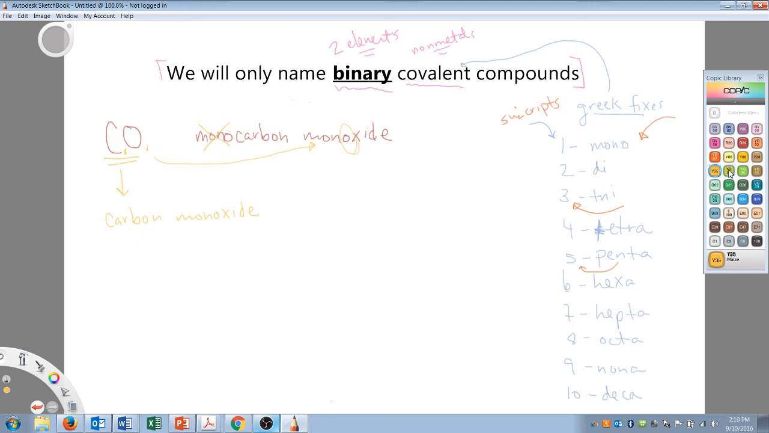So if I was going to come up with a name for this compound, right, I would see that that's carbon. This is chlorine. I couldn't put the mono there, right? The rule says no mono if the one is on the first element. So we would call this carbon tetrachloride.